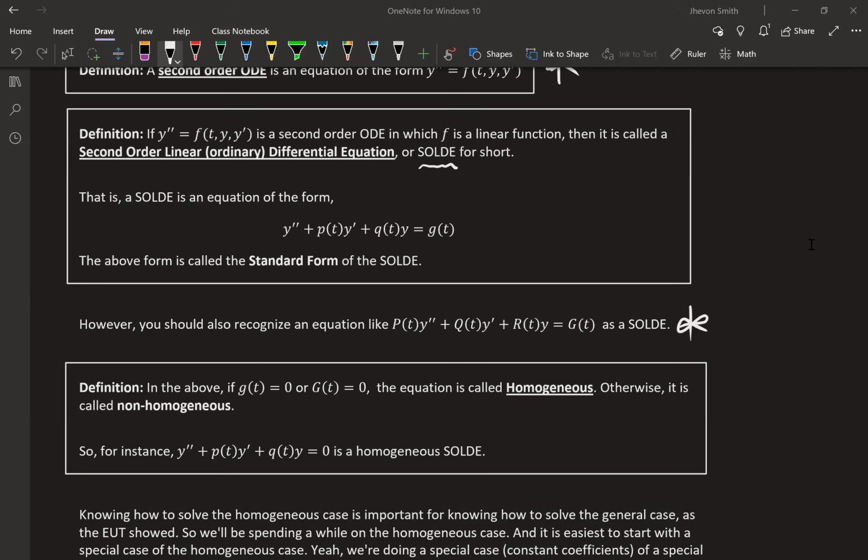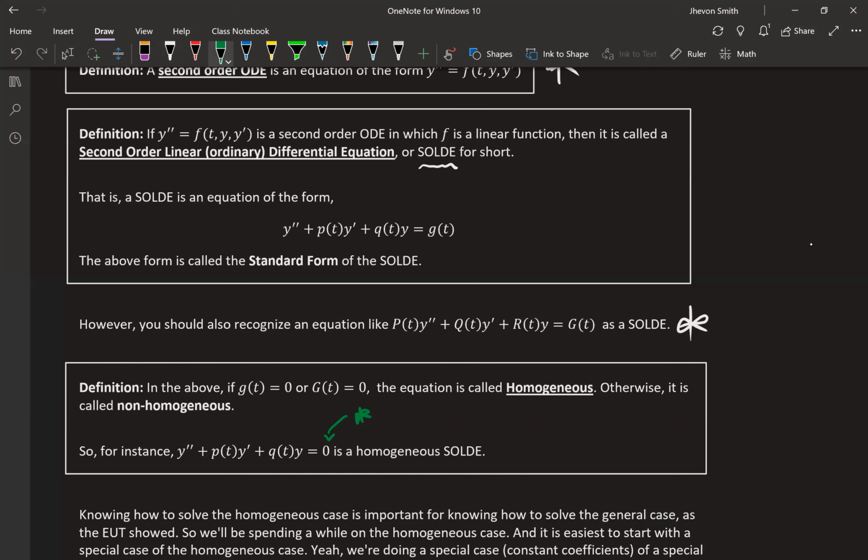So we say that a linear ODE is homogeneous if the g of t is actually equal to 0. So a homogeneous second order linear equation would look like y double prime plus p times y prime plus q times y equals 0. So when 0 is specifically the guy that's right here, we call the equation a homogeneous equation.